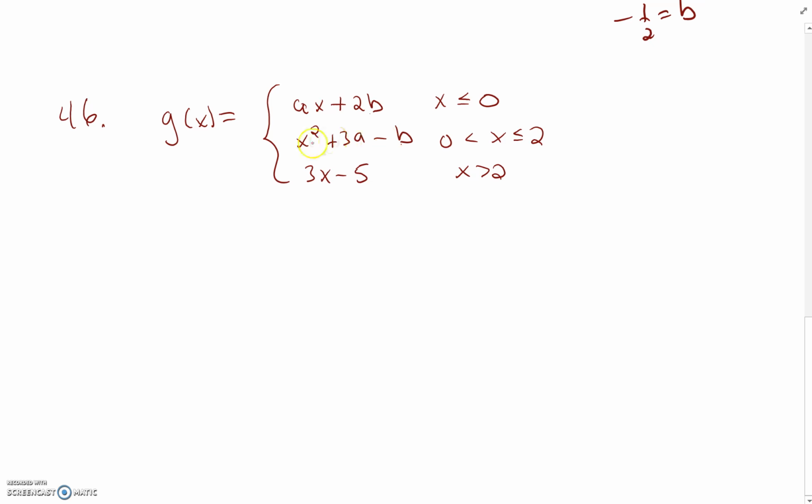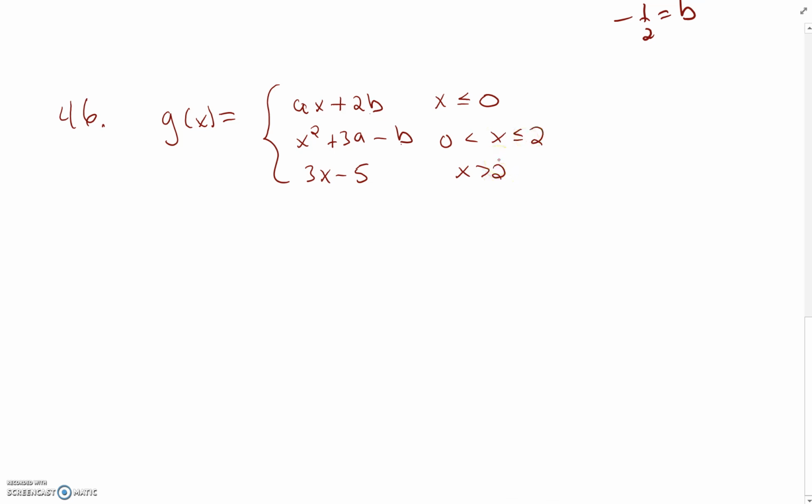Same with the quadratic. It's a parabola. They're continuous. So I've got two linears and a quadratic. So the question is, where do they meet? We've got to find A and B so the functions meet each other. So the key points will be 0 is where they meet, and 2.